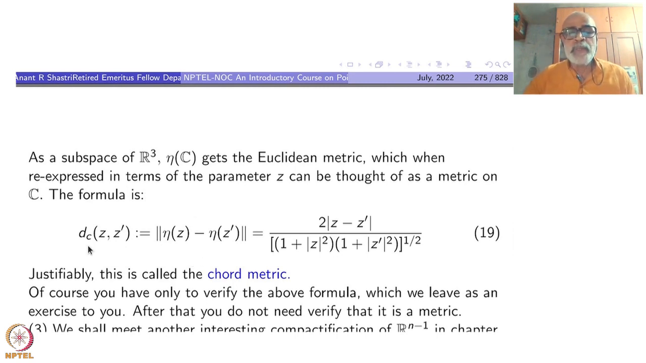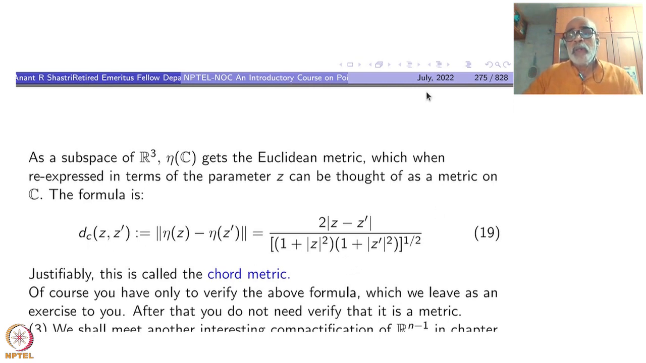So what is the formula? I am writing the distance as d_C instead of the usual distance. d_C of (Z, Z prime) is nothing but the standard R^3 Euclidean norm of eta(Z) minus eta(Z prime). If you compute that using the formula, it will be twice mod Z minus Z prime, divided by the square root of (1 plus mod Z squared) into (1 plus mod Z prime squared). This is called the chord metric, and that is why I have put a C here.